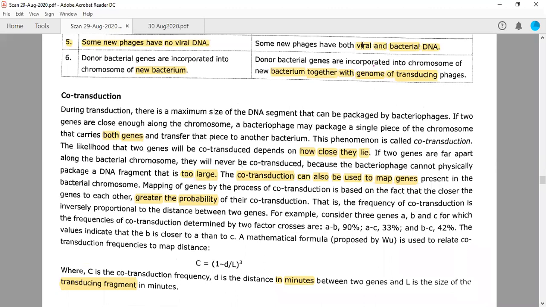Once we have confirmed that the genes are transferred from one bacterial cell.